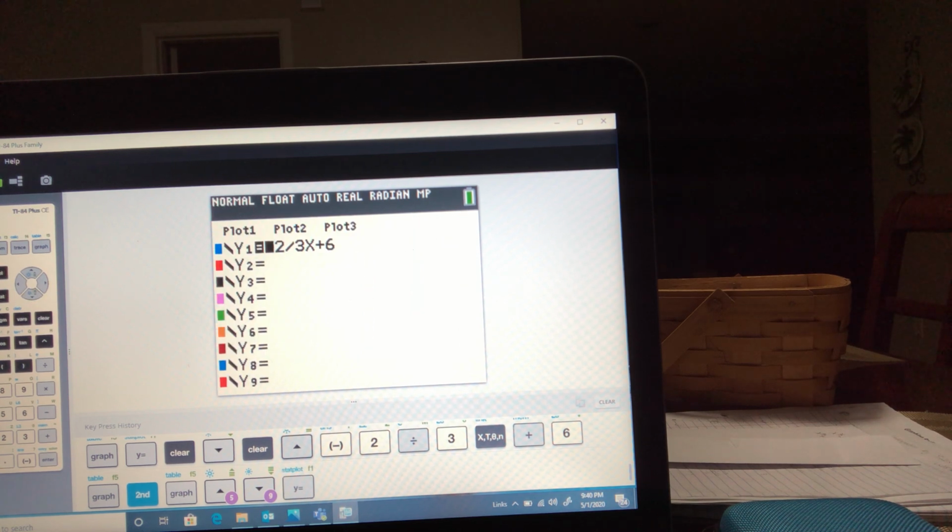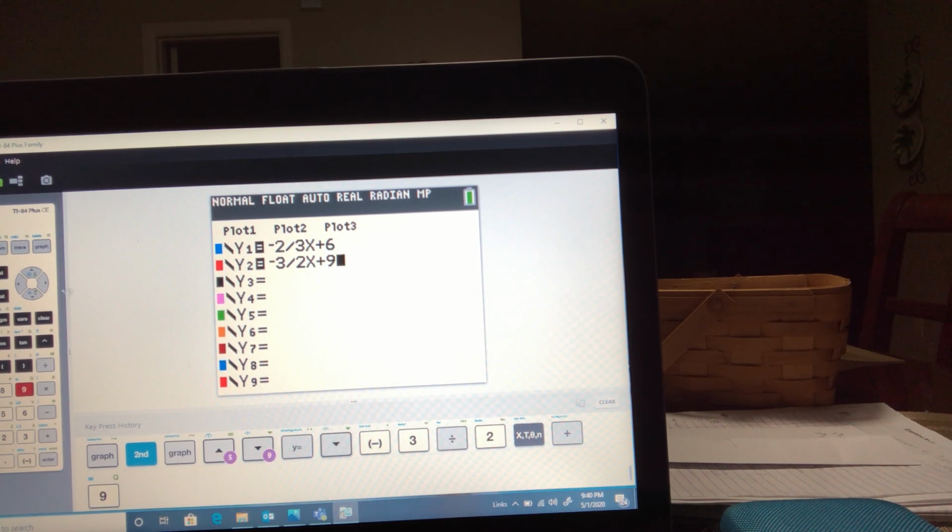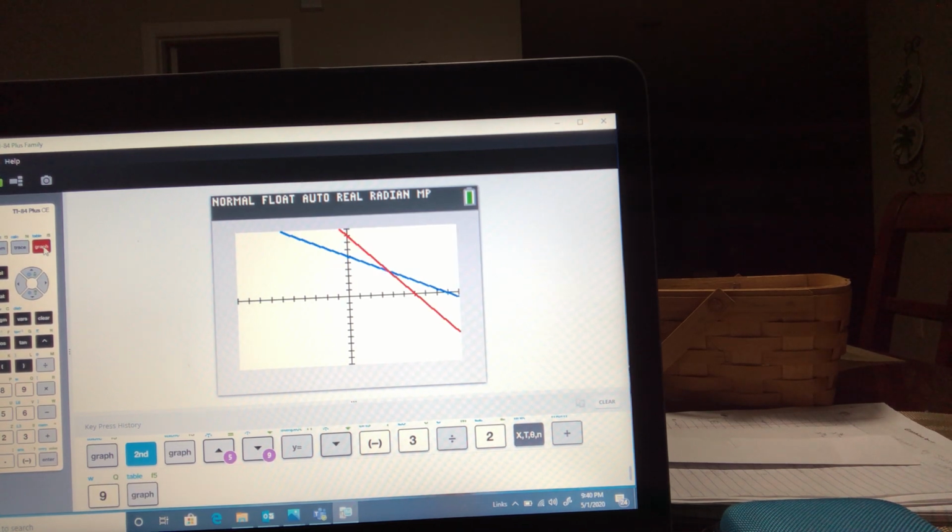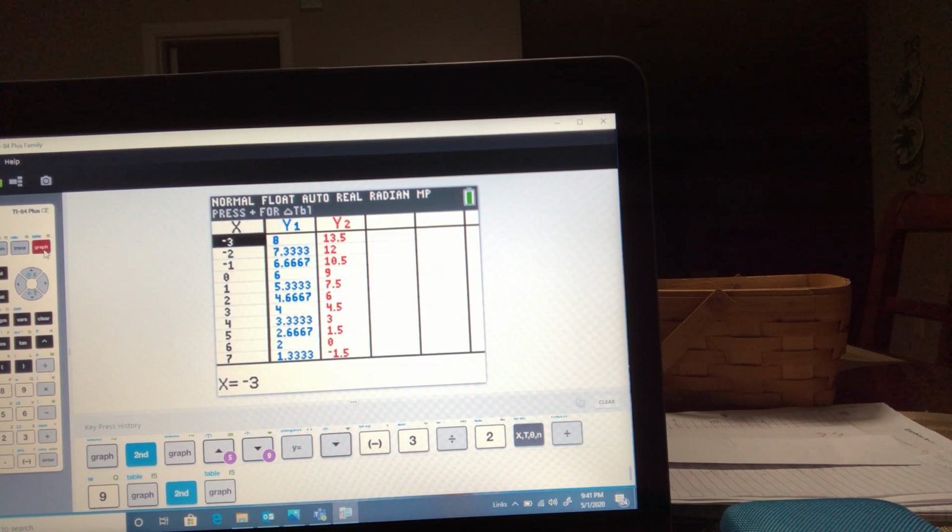Okay, now we want to look at the other one, the inverse, at the same time. So go to line 2, and our answer was negative 3/2 x plus 9. And then also graph that one. So you get another graph, and that would be the inverse. You're going to graph that one too at the same time.